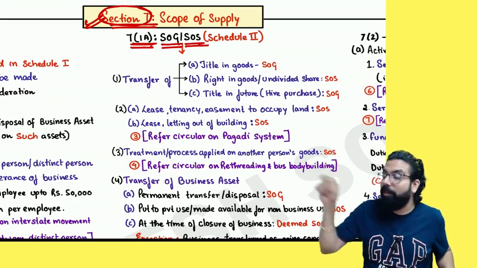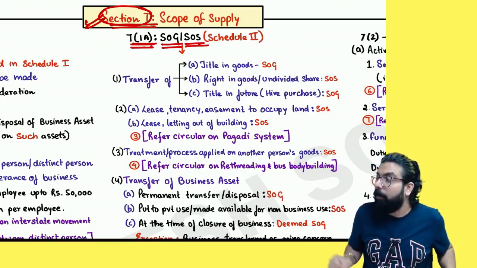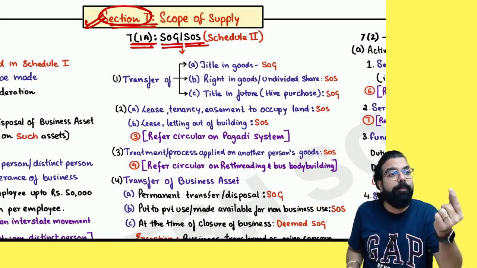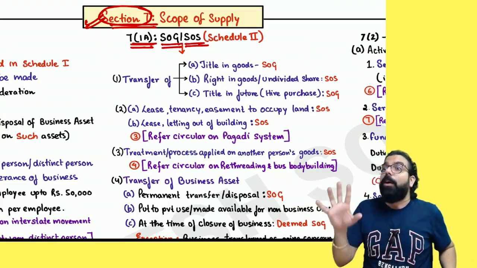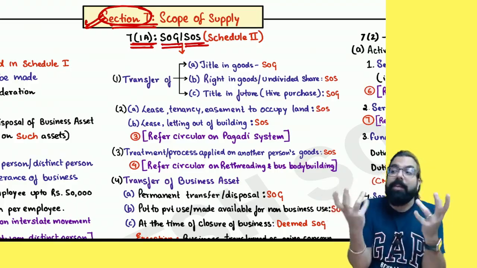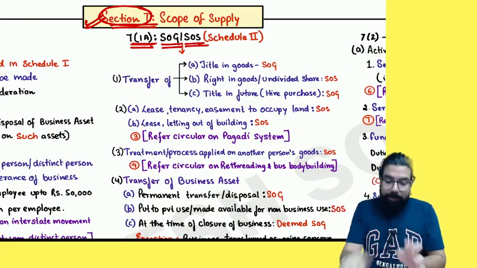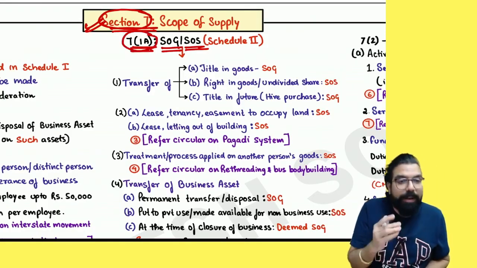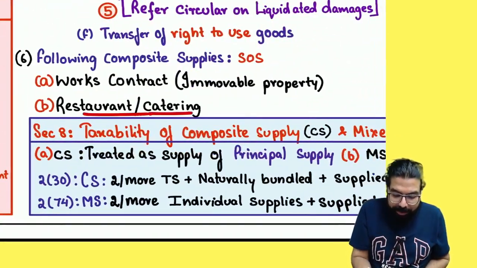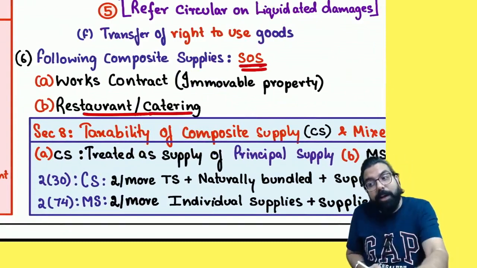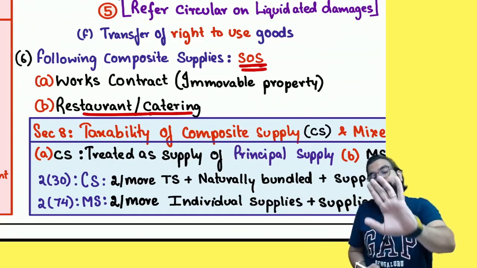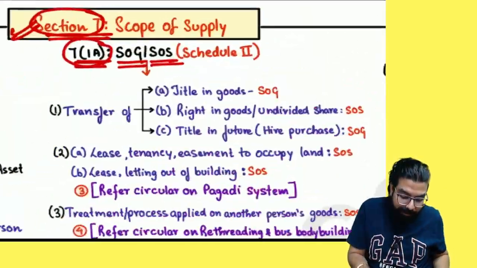For an example, you went to a self-service restaurant. 1% service, 99% is food only. You went to a 5-star, 1% food, 99% is service. Whether the GST rate should be applicable of goods or service, the rate is different. And hence, 7.1A clarifies whether something will be supply of goods or supply of service. For an example, a restaurant is always a supply of service. Whether self-service or 5-star, it will always be a supply of service. What rate will apply? Goods rate or service rate? So that clarification is given by section 7.1A.